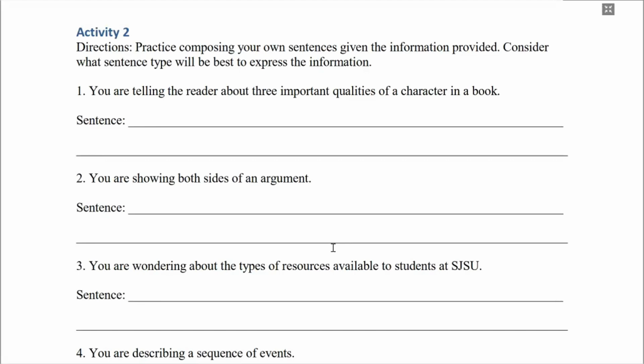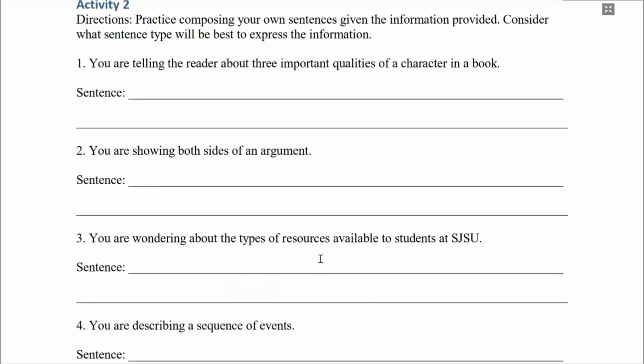Practice composing your sentences given the information provided. Consider what type of sentences will be best to use. For 1, 2, 3, you are telling the reader about three important qualities of a character. What kind of sentence are you going to use and write it? You are showing both sides of an argument. What kind of sentence would you use? Write it there. You are wondering about the types of resources available to students at SJSU. Write the kind of sentence that you will use and make sure you practice it.